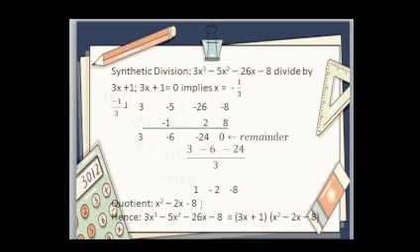And this is our quotient. And the highest exponent of our variable x is 3, so minus 1 is 2. So we will start with 2. So we have 1 x squared, no need to write 1, minus 2x minus 8. Hence, 3x cubed minus 5x squared minus 26x minus 8 is equal to 3x plus 1 times x squared minus 2x minus 8.